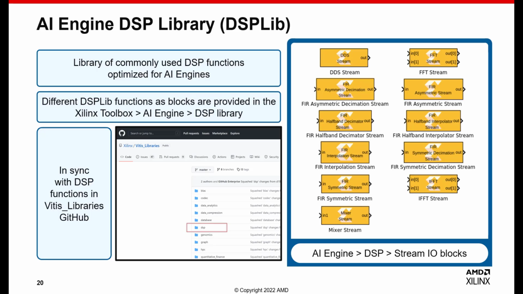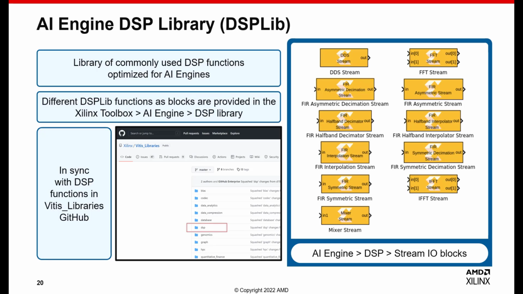The Vitis DSP library is a library of commonly used DSP functions optimized for AI Engines. To facilitate the use of these functions in a design, Vitis Model Composer provides different DSP-lib functions as blocks in the Xilinx Toolbox AI Engine DSP library. Vitis Model Composer provides a copy of DSP-lib functions that can be used as is. This is in sync with the DSP functions available in the Vitis libraries GitHub.